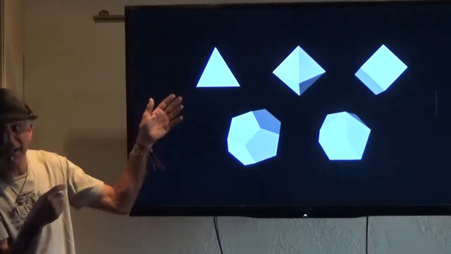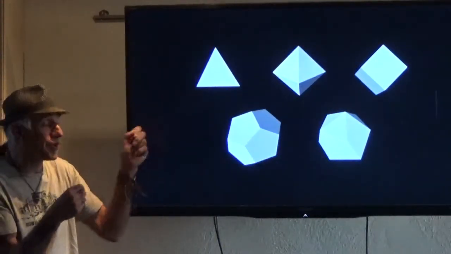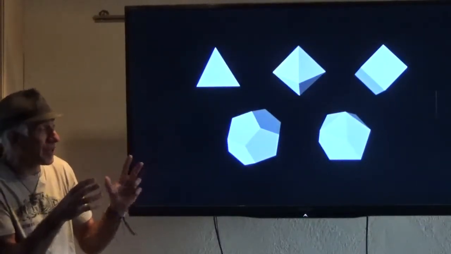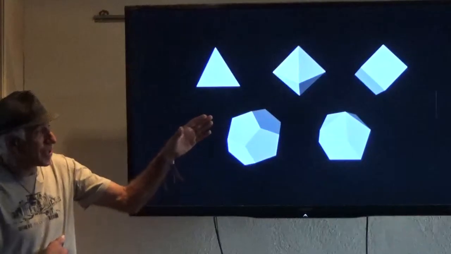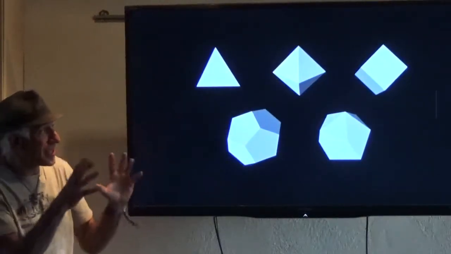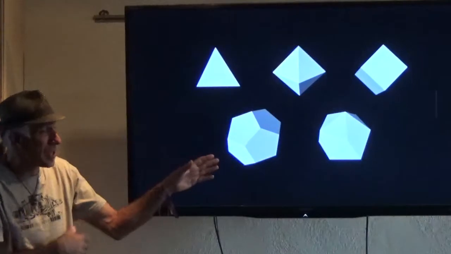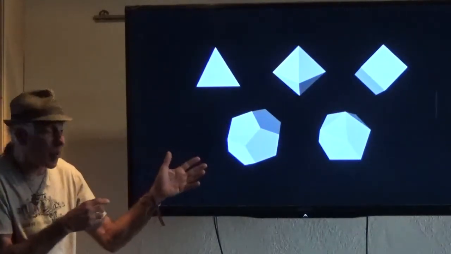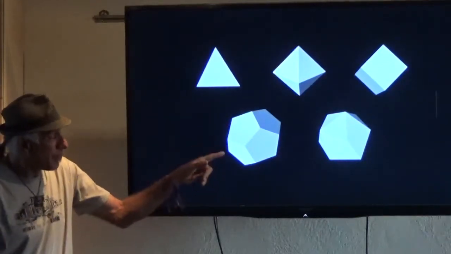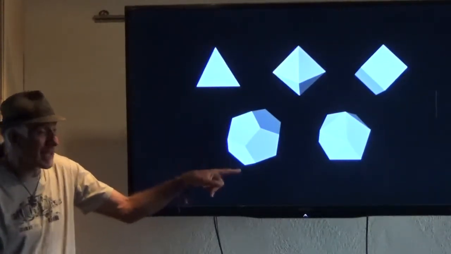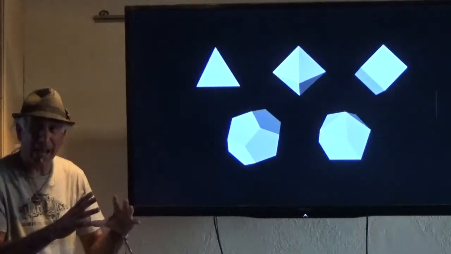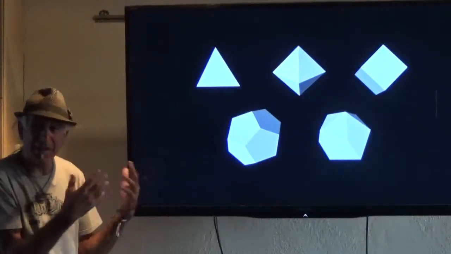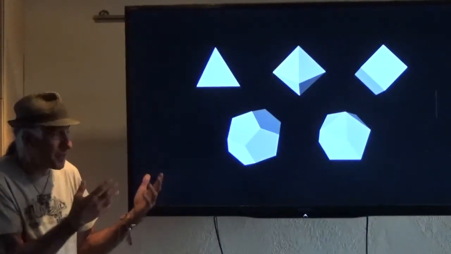So tetrahedron, tetra means 4, there's 4 triangles with 3 triangles around each vertex. The octahedron has 8 triangles with 4 around each vertex. The cube, or hexahedron, has 6 squares with 3 around each vertex. Dodecahedron, dodeca, do is 2, deca is 10, so dodeca means 12, is 12 pentagons with 3 around each vertex. And the icosahedron is 20 triangles with 5 triangles around each vertex. These are the only 5 shapes that satisfy those 2 rules, but there's much more to them.